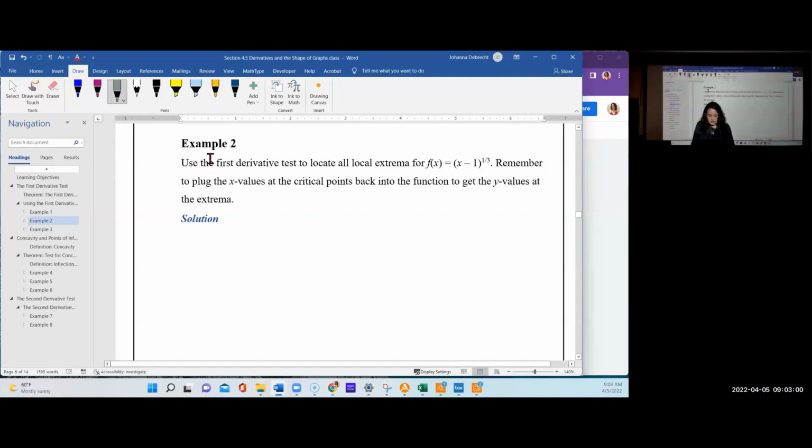Okay, let's look at example 2 now. It says use the first derivative test to locate all local extrema for this function. And then we're going to plug the x values of the critical points back into the function to get the y values at the extrema.